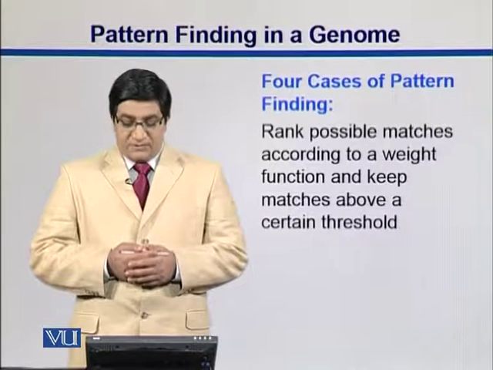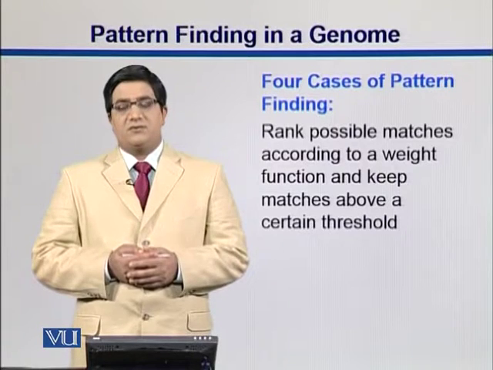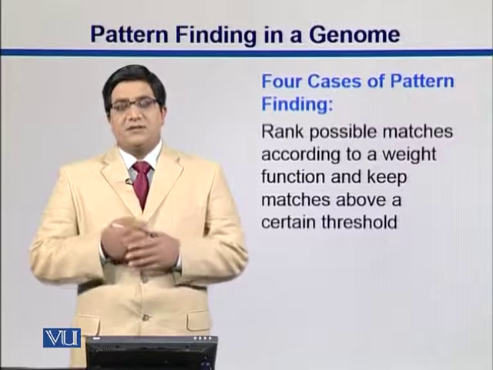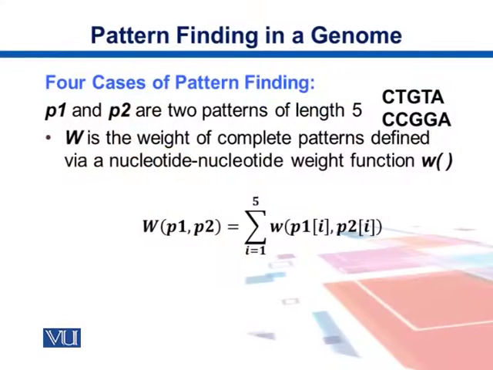We can rank possible matches according to a weight function and keep the matches above a threshold. Those matches that are over the threshold are retained, so we can score them. Here we have patterns P1 and P2, 2 patterns of length 5. W is the weight of complete patterns defined via a nucleotide weight function. What if T replaces C? What will be the score? What if we get the exact match? What will be the score?